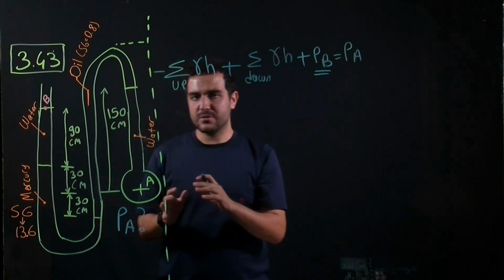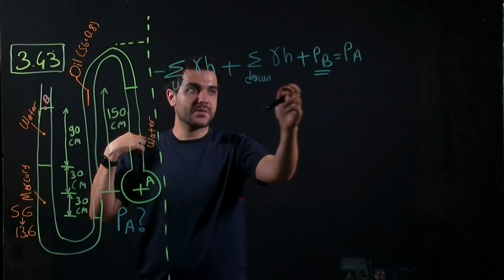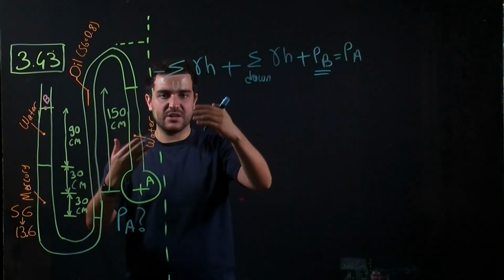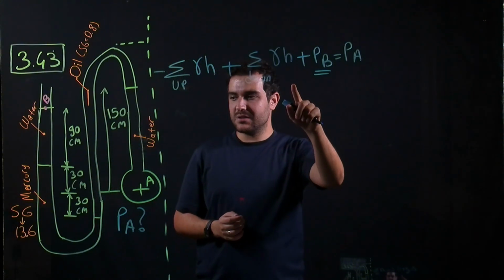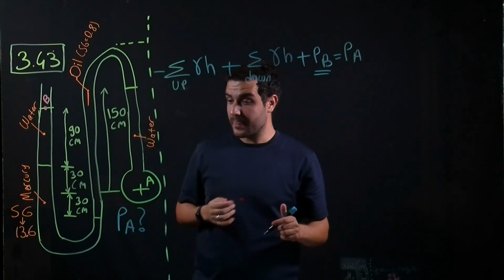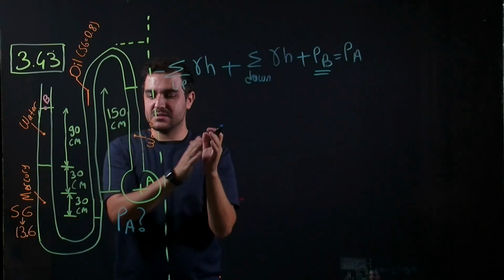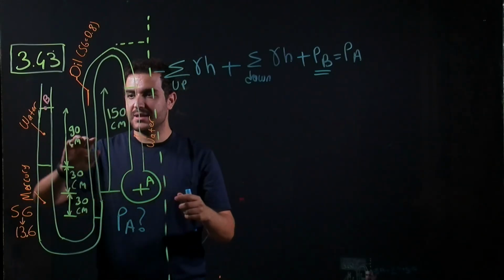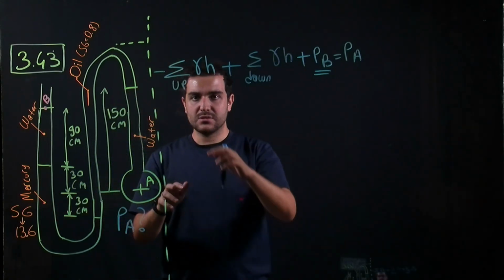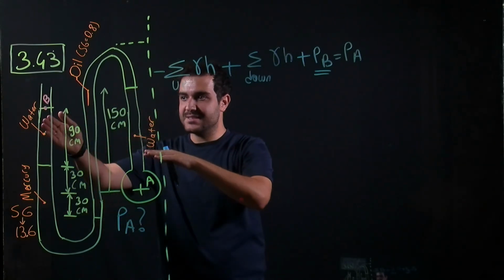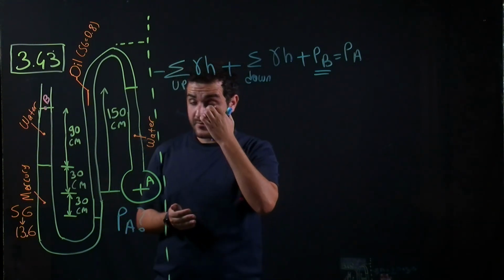So in manometer questions, the easiest way is writing this equation. This means that when we are going up, we will have negative pressure, and when we are going down, we will have positive. So actually, it doesn't matter where we are starting from. It can be either from B or it can be from A. So considering this selected point, we will have up or down.